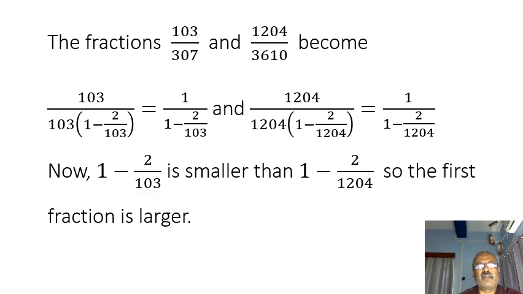It means that the first fraction, which was 1 over 1 minus 2 upon 103, this is going to be larger.